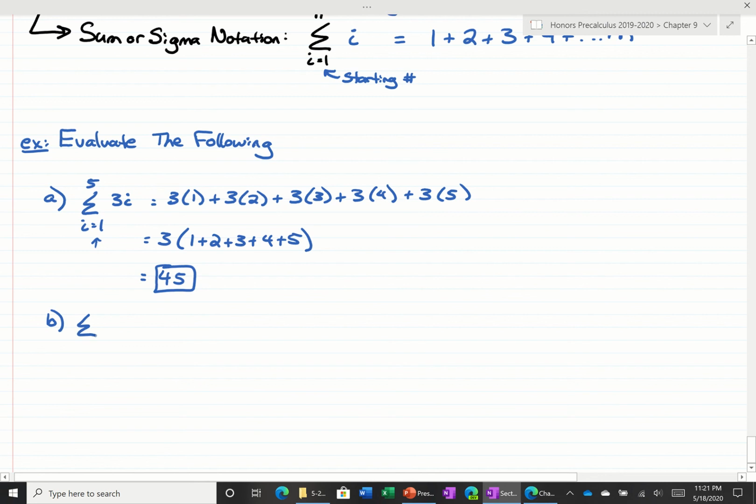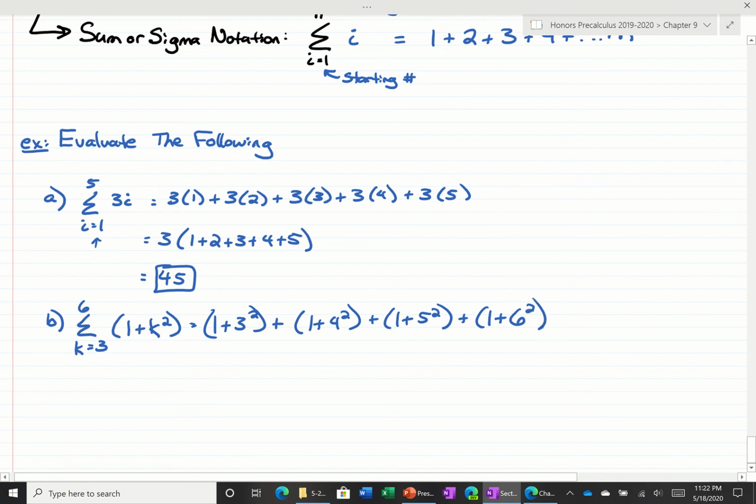What about the sum from k equals 3 to 6 of 1 plus k squared? So you would say 1 plus 3 squared, starting at 3, plus 1 plus 4 squared, plus 1 plus 5 squared, plus 1 plus 6 squared. We're stopping at 6 because that's the top number. And if you were to figure these out, this would just come out to 90. You could just type that into your calculator.